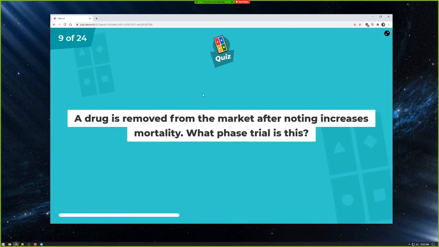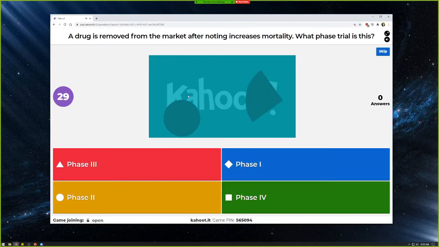Let's see. A drug is removed from the market after noting increases in mortality. Which phase trial is this? Phase 3, 1, 2, or 4?